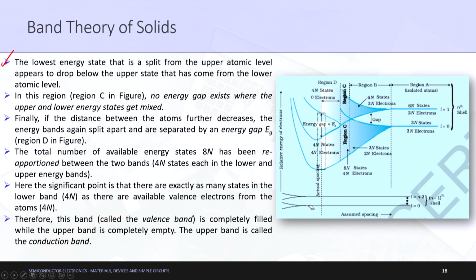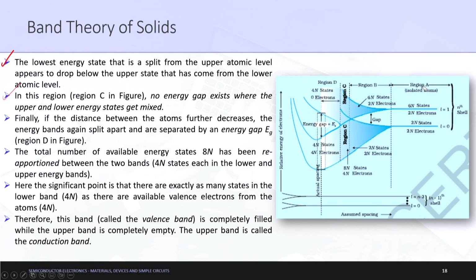So, what we are trying to conclude from this is that in this region C in the figure, no energy gap exists. Quite evident, there is no energy gap existing here. Basically, the energy gap between the conduction band and the valence band vanishes here. So, no amount of energy is required, and the valence electrons can move from one place to another very easily. So, in this region C in the figure, no energy gap exists, where the upper and the lower energy states get mixed. As you can see, the upper and the lower energy states get mixed.